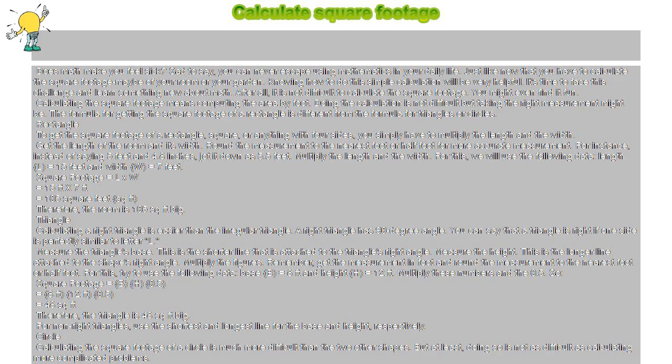Irregular shapes. What if the room has a combination of rectangle, triangle, and circle shapes? To calculate irregular shapes, divide the room into the basic shapes. Get their respective square footage and add them all up to get the total area.